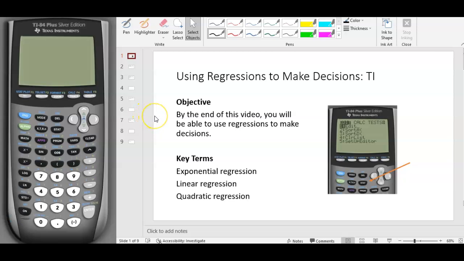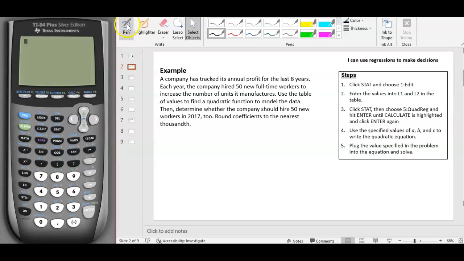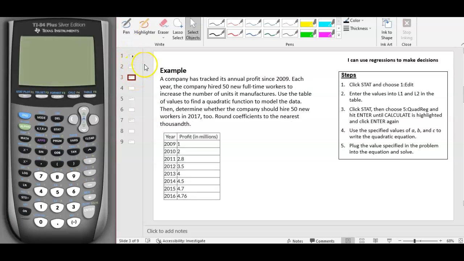So in this video, we're going to talk about how to use regressions to make decisions. So let's look at this example. It says that a company has tracked its annual profit since 2009. Each year, the company hired 50 new full-time workers to increase the number of units it manufactures. Use the table of values to find a quadratic function to model the data, then determine whether the company should hire 50 new workers in 2017 too.